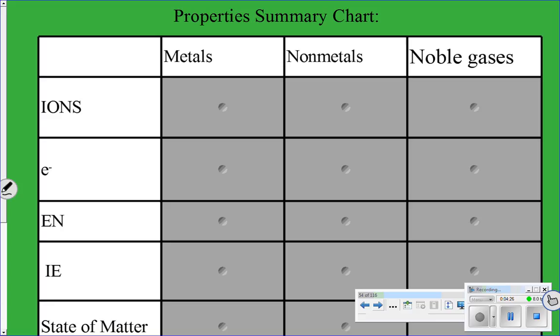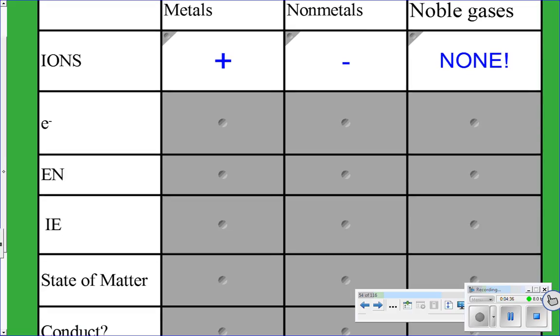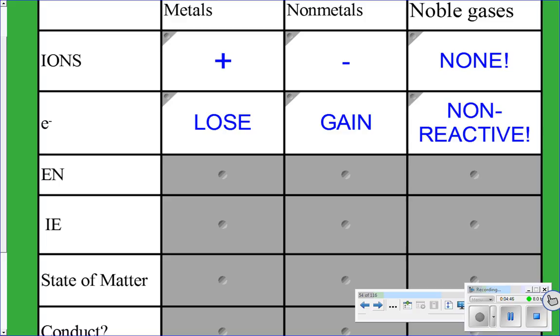Just an overall property summaries chart. Metals will form positive ions, nonmetals negative. Noble gases do not form ions typically. Metals don't hold their electrons well, they lose them. Nonmetals are more likely to gain them. In some cases they share them, but they don't lose them. And noble gases are non-reactive.